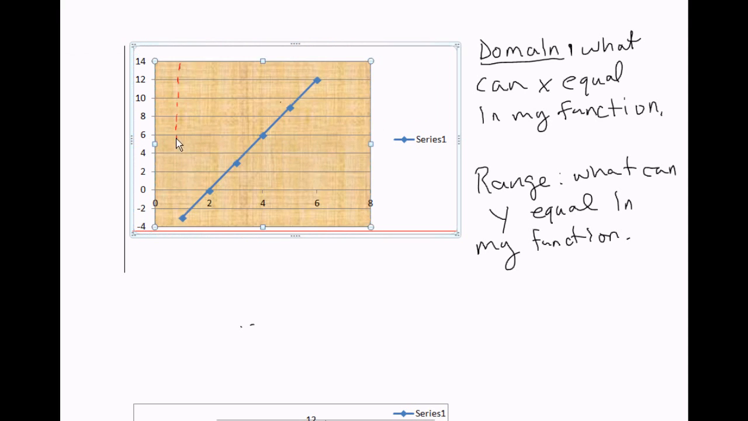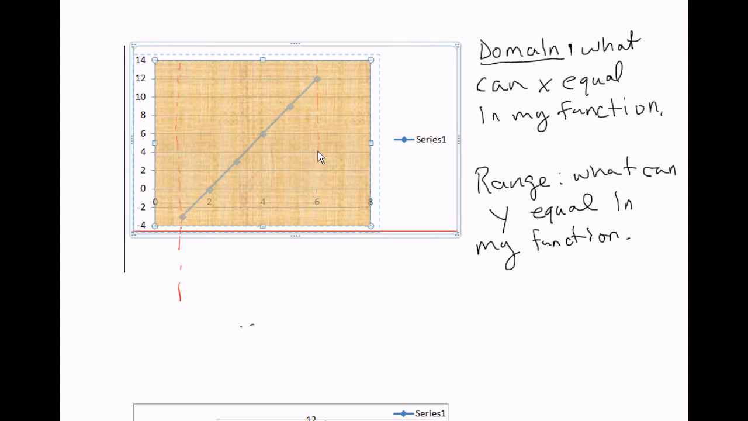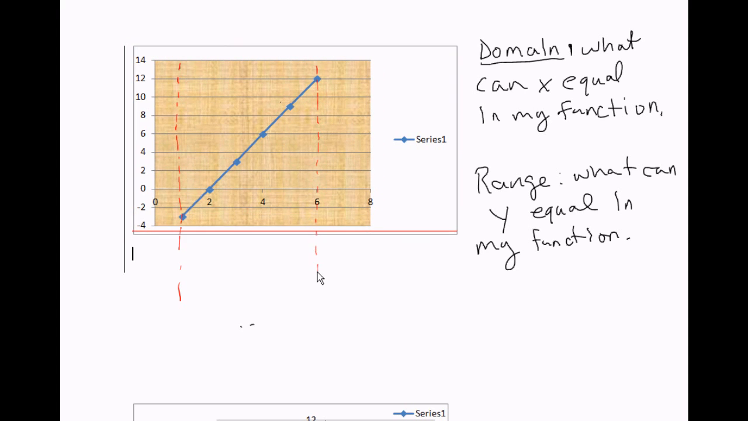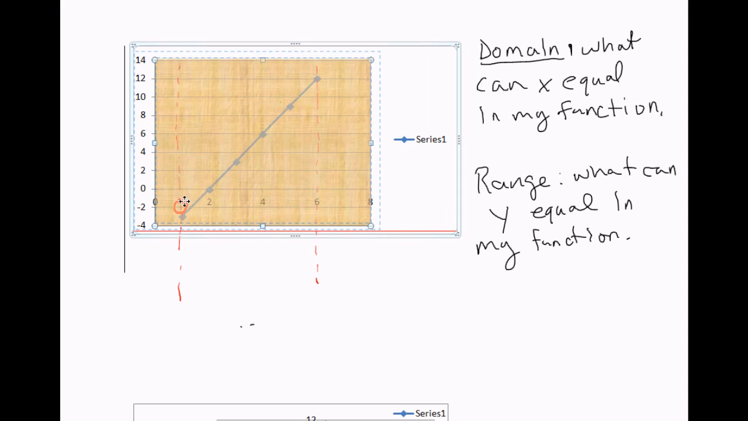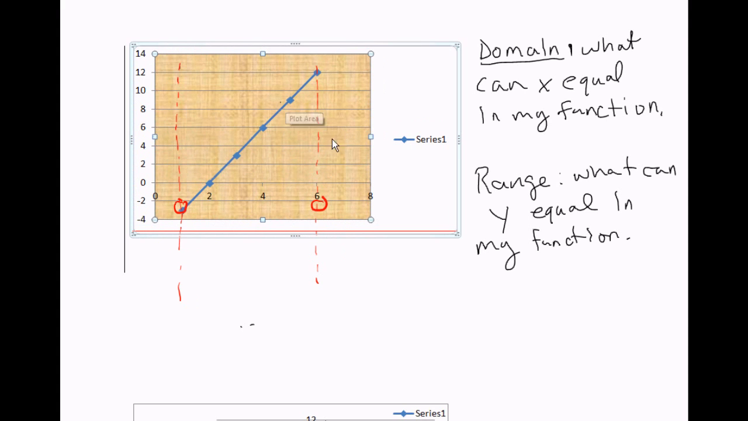vertical line right down, from here to here. And remember, x is your horizontal axis. So if you look at the horizontal axis, right at this point, this is where the x's start, and this is where the x's end. If you look at the graph there, this is where the x's start, and this is where the x's end.